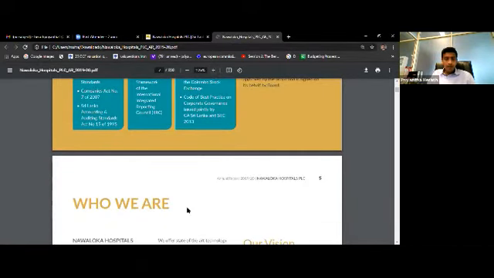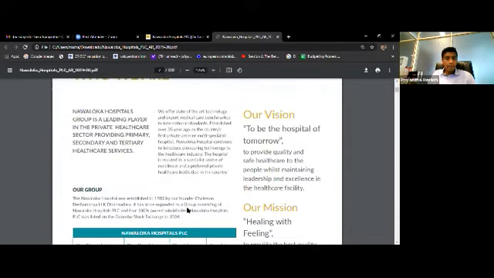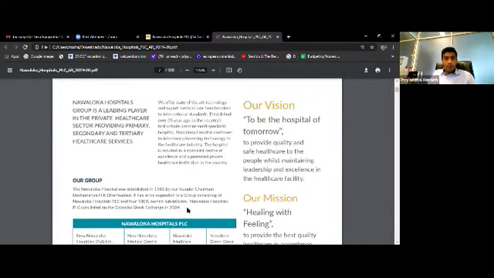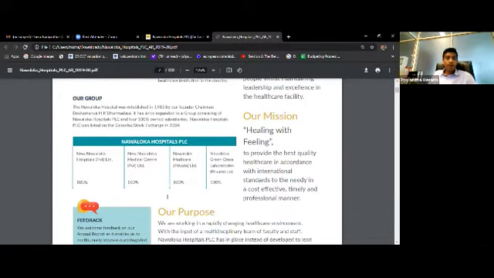Then the next page is who we are, right? And our group, again they mention about the group, the Navaloka Hospital, and a bit about the history. And so these are subsidiary companies. As I told you earlier, all these companies are 100% owned subsidiary companies of Navaloka Hospital PLC, right?